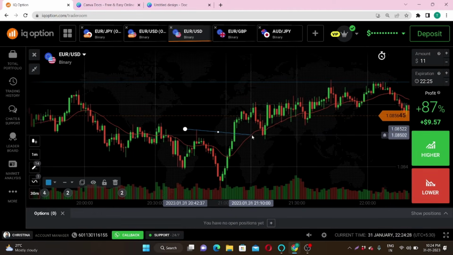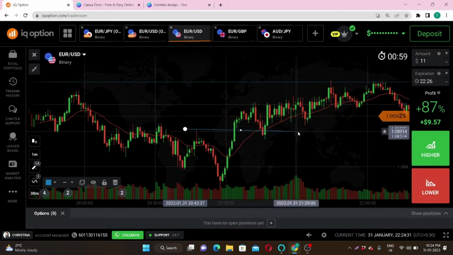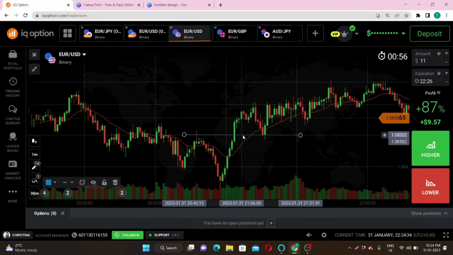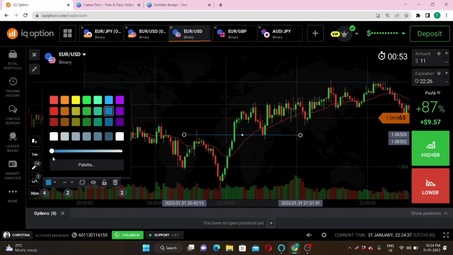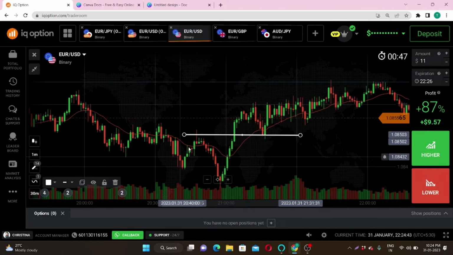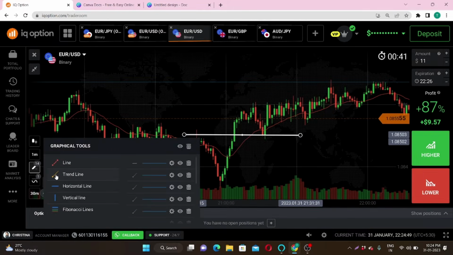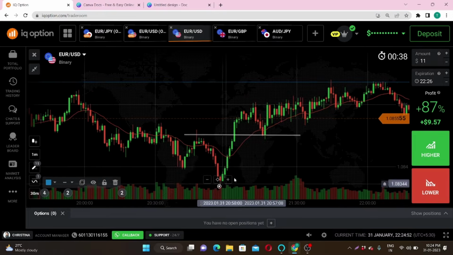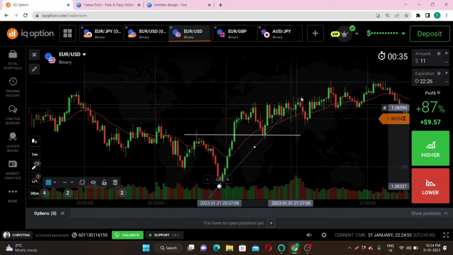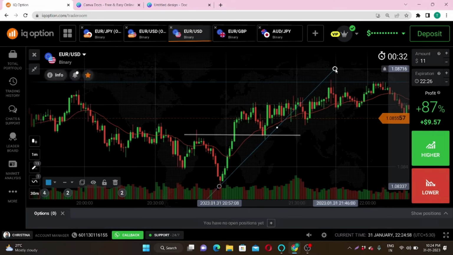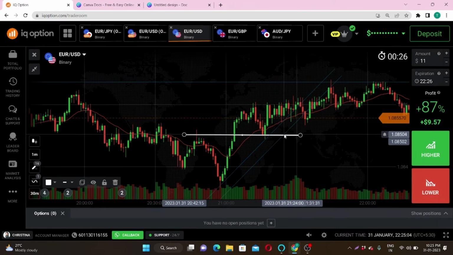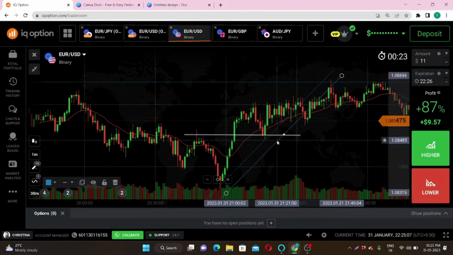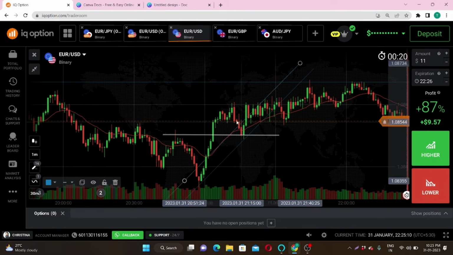So this is the previous level. I just drew this previous level, right? So I will make it thick. So previous level. This is a resistance become a support. Now I should connect these two lines. I should connect this lower point to this upper point. Okay, so once I connect, I just take a clone and I will keep it at the top of that.